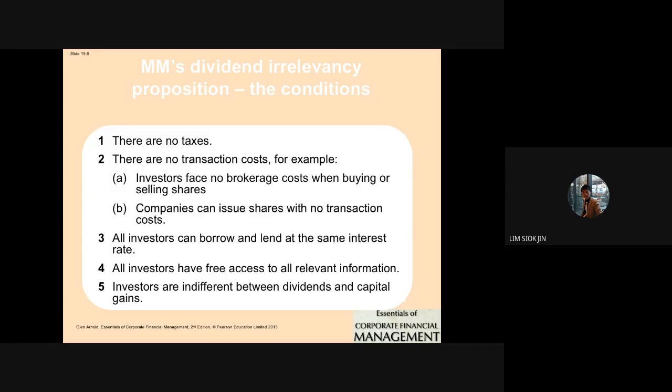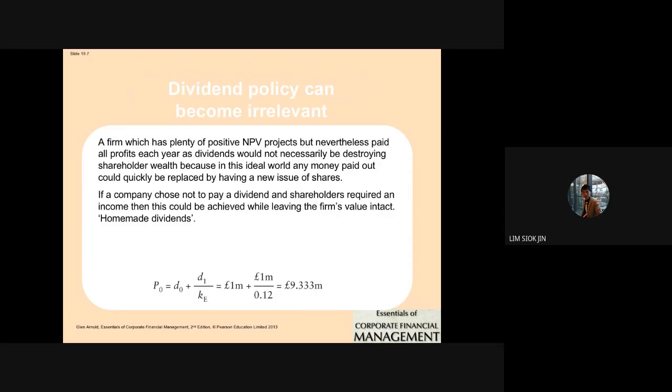And assuming that all investors can borrow and lend at the same interest rate, all investors have free access to information, and investors are indifferent between dividends and capital gains. These are all the assumptions, but it is a bit too early to understand what it all means. So now we will go into some examples to understand.